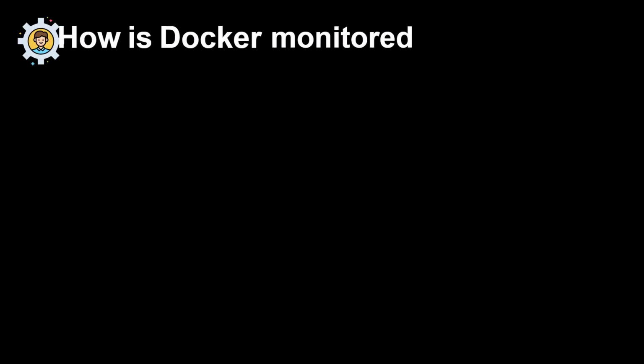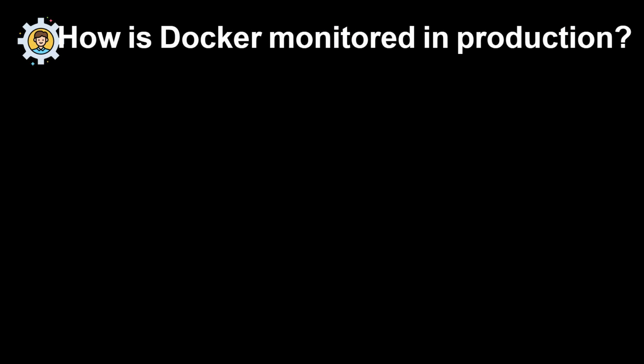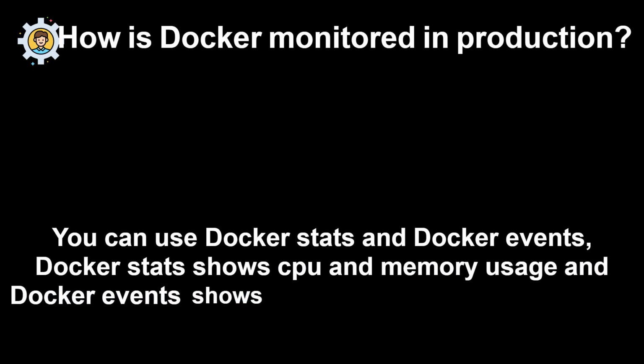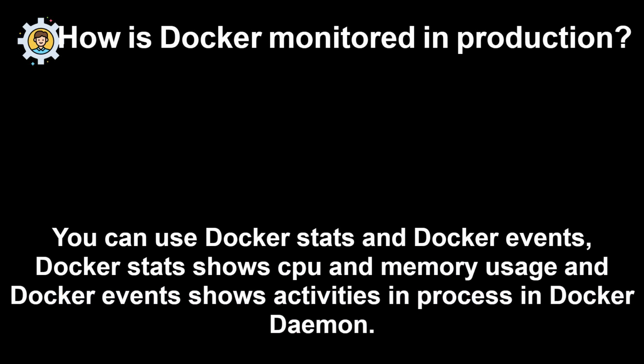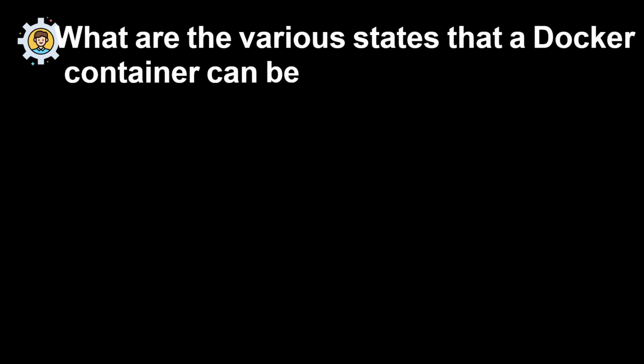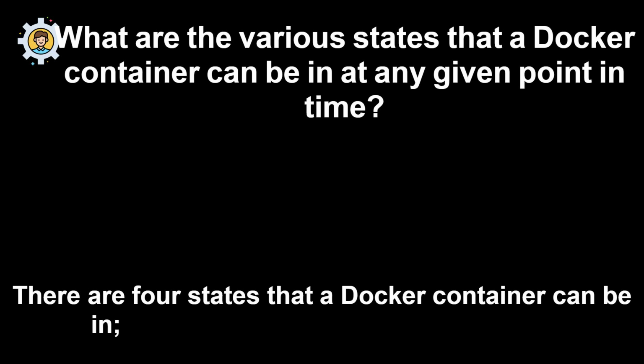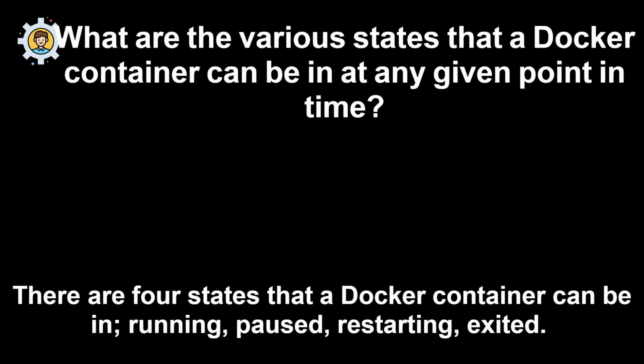How is Docker monitored in production? You can use docker stats and docker events. Docker stats shows CPU and memory usage, and docker events shows activities in process in the Docker daemon. What are the various states that a Docker container can be in at any given point in time? There are 4 states: running, paused, restarting, exited.